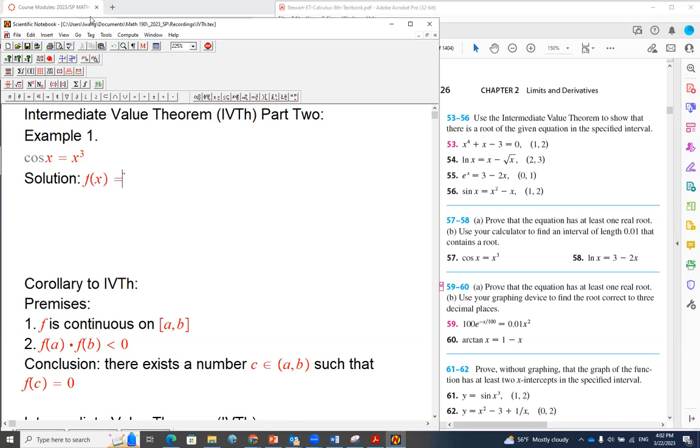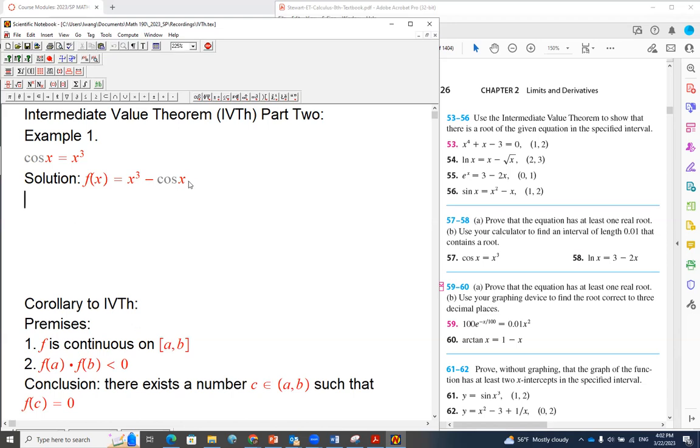You can create it any way you want. You can create cosine x minus x to the power 3, or x to the power 3 minus cosine x. It doesn't matter. And this function obviously is continuous on the entire number line, the domain all real numbers. The two functions have the same domain, and we need to identify the closed interval for which we can apply the theorem.